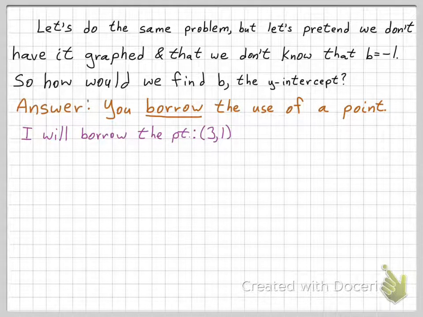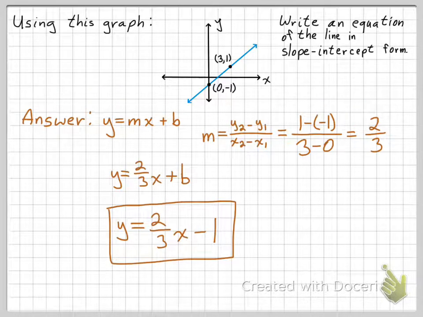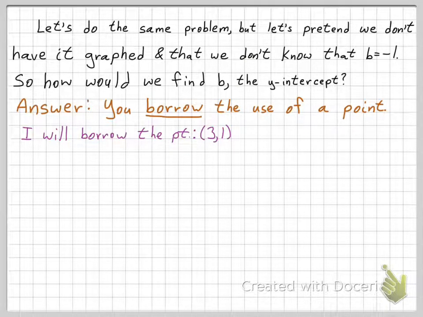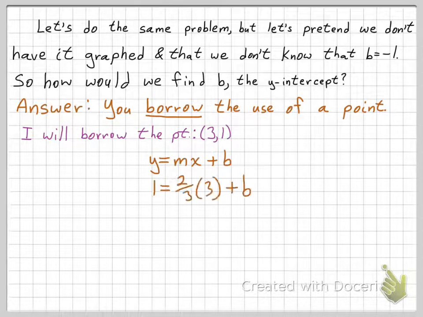Okay, so I'm going to borrow the point (3, 1). So going back to the other frame, I'm going to borrow this point here, (3, 1). So you borrow the use of the point (3, 1) and you stick it into the equation y = mx + b. In this case, 3 is my x, so I would plug it in there. And the 1 is my y value, so I would plug it in there. And that's what I've done here.